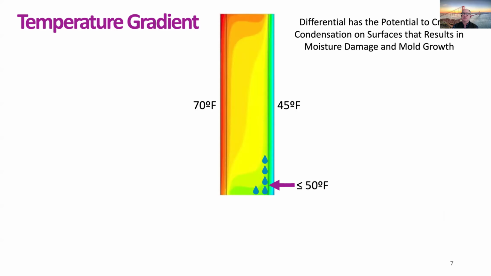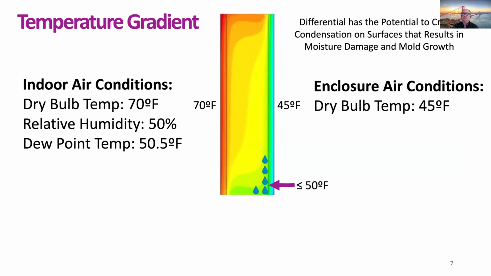As we said in the previous slide, this is just a close-up. Air conditions indoors, 70F, 50%. The dew point temperature is a bit over 50. Enclosure air conditions are on the order of 45. Right? Whenever the temperature of the wall inside the space is below 50 degrees, you're going to get condensation.